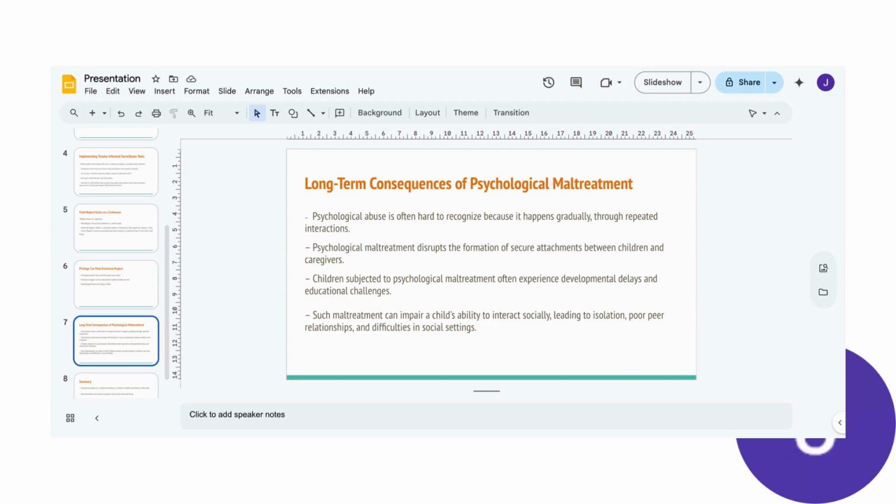For example, I would try to keep notice of things like when parents continuously put their child down verbally, are emotionally distant, or use deceptive methods to try and manipulate them. And such maltreatment can impair a child's ability to interact socially, leading to isolation, poor peer relationships, like I said initially.